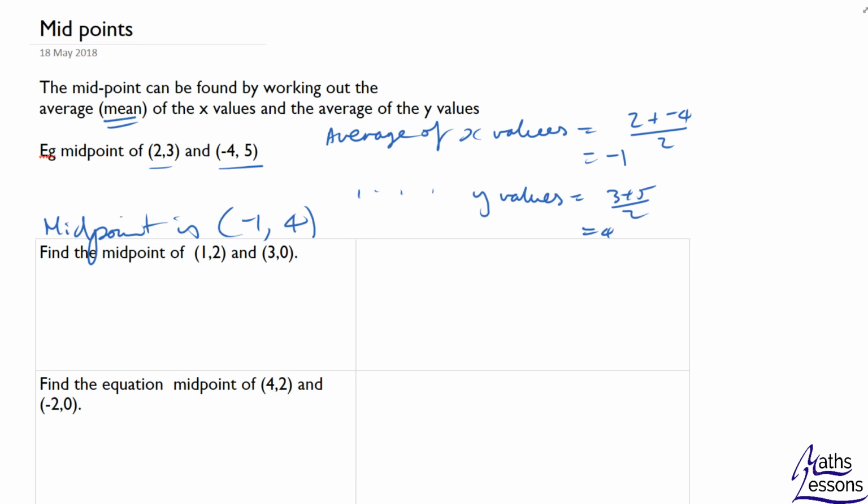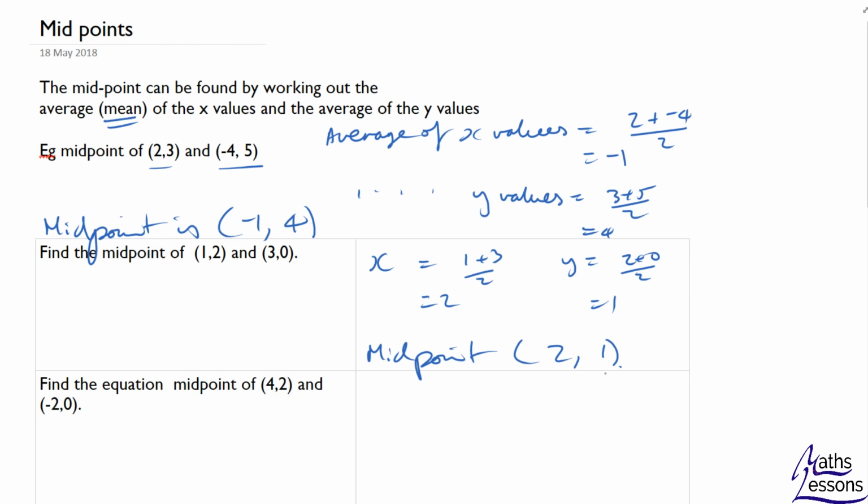Okay, let's stop that there. So the midpoint here is going to be the x values. So for the x, we're going to get 1 plus 3 over 2, which is equal to 2. And for the y, we get 2 plus 0 over 2, which is 1. So the midpoint is 2, 1. And there's another one for you to practice later. I'll put the answers up later.